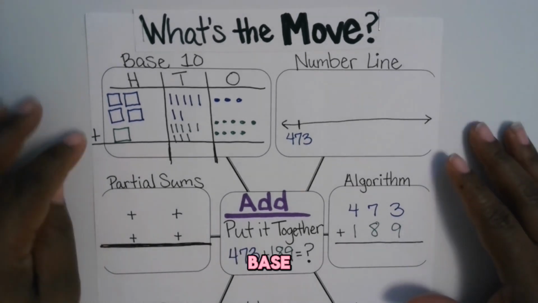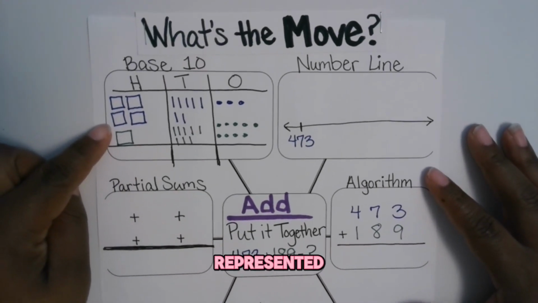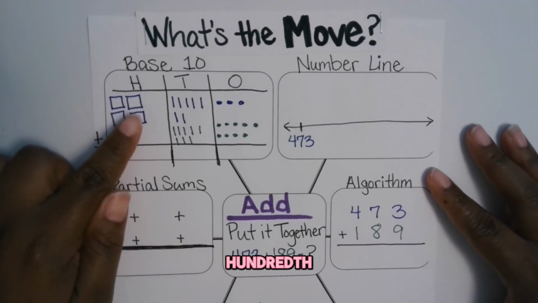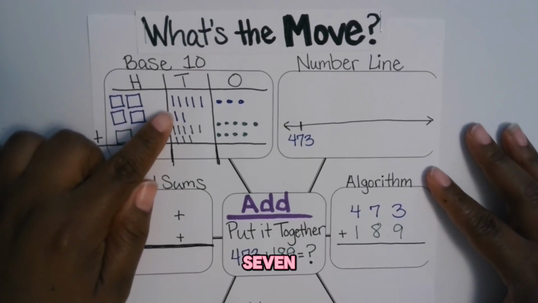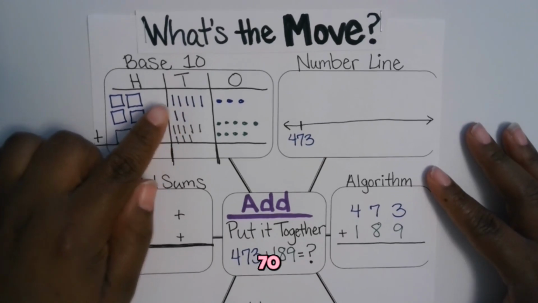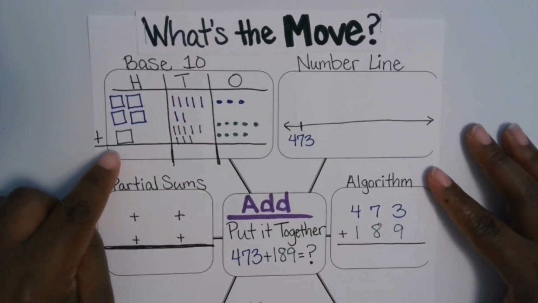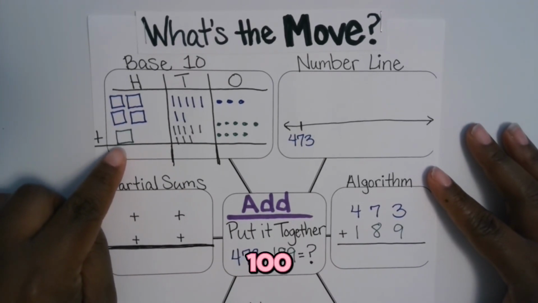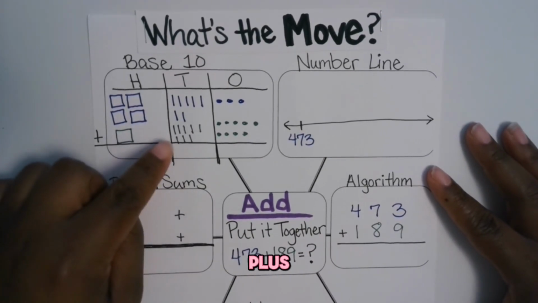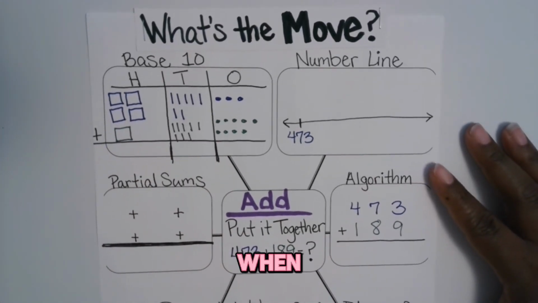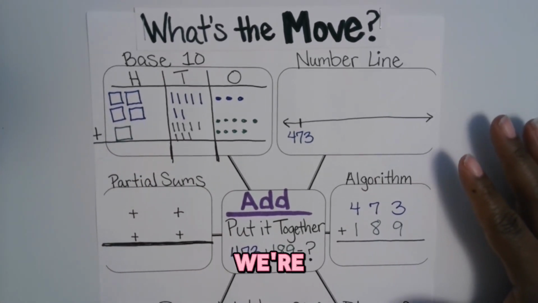Okay, the first one is base 10. As you can see, I've represented those numbers with 4 in the hundreds place, 7 tens, so that represents our 70, and then our 3 ones to make 473. The adding portion is 100 plus the 8 tens that make 80, and then the 9 ones. So as usual, when we do the algorithm, we're going to combine starting in the ones place.